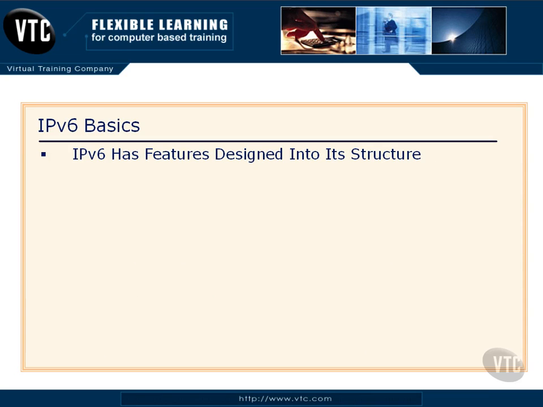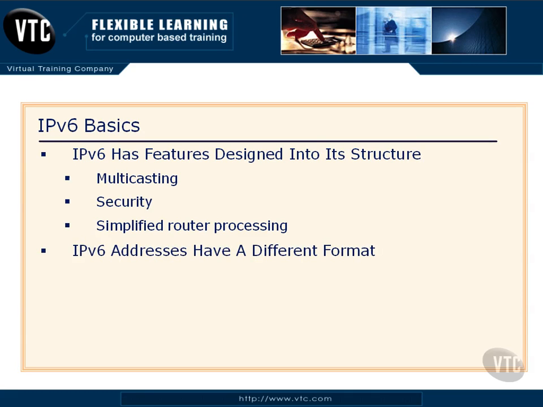But IP version 6 also has features designed into its bones, if you will, for the way we're using the internet now. It's an updated, brand new version. We got to go back to the drawing board and really think this thing through. It has multicasting functionalities built in. It has security functions built in. It simplifies how routers have to deal with the traffic that's built into the structure of the IP version 6 address.